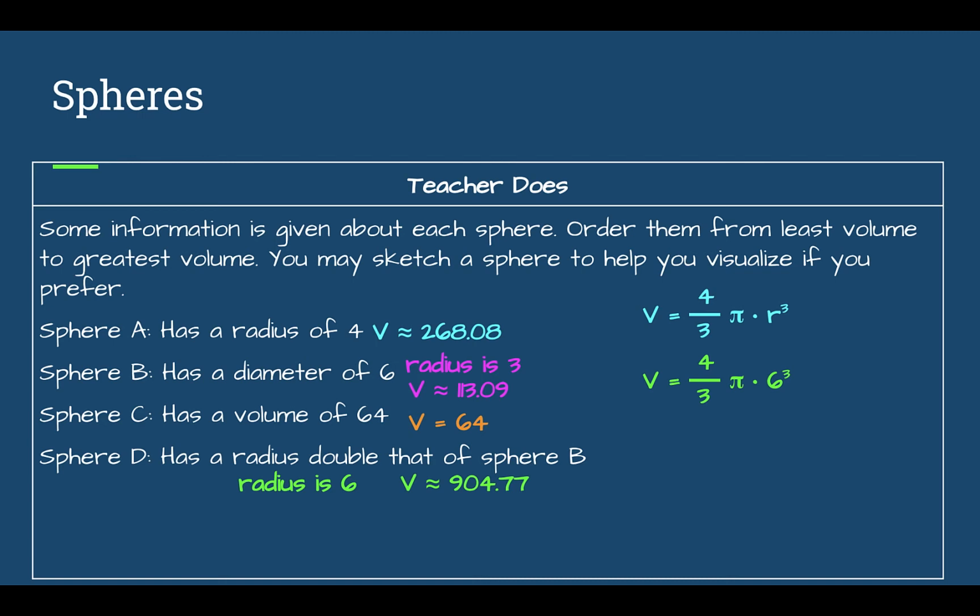So the least volume was C. The next lowest was B at 113. Then A at 268. Finally, D, 904, has the largest volume.